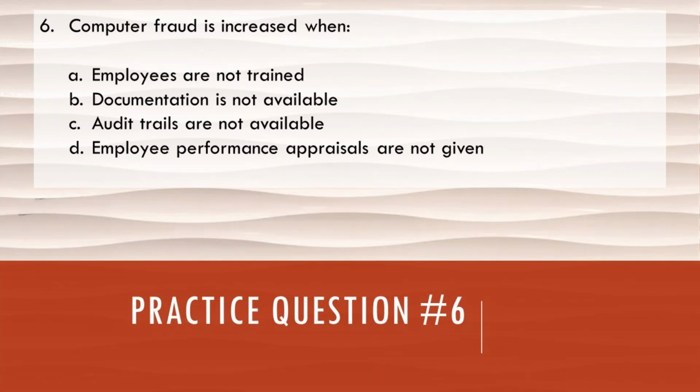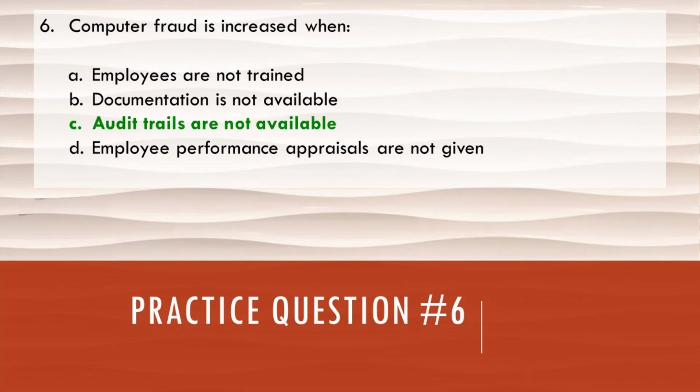And we're looking for the best answer. Documentation is not available. Again, that could be any type of fraud, not necessarily just computer fraud. So therefore, B is not the correct answer as well, because there's no direct correlation between computer fraud and lack of documentation or inaccessibility to documentation. D, employee performance appraisals are not given. So employee appraisals of performance, again, does not directly correlate to computer fraud as well.